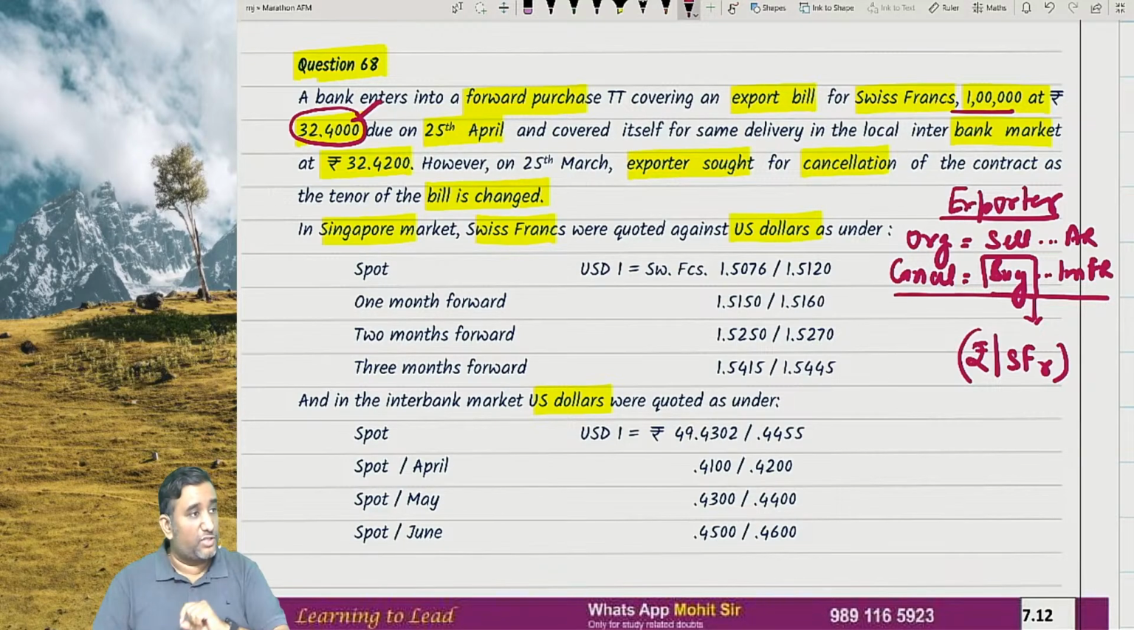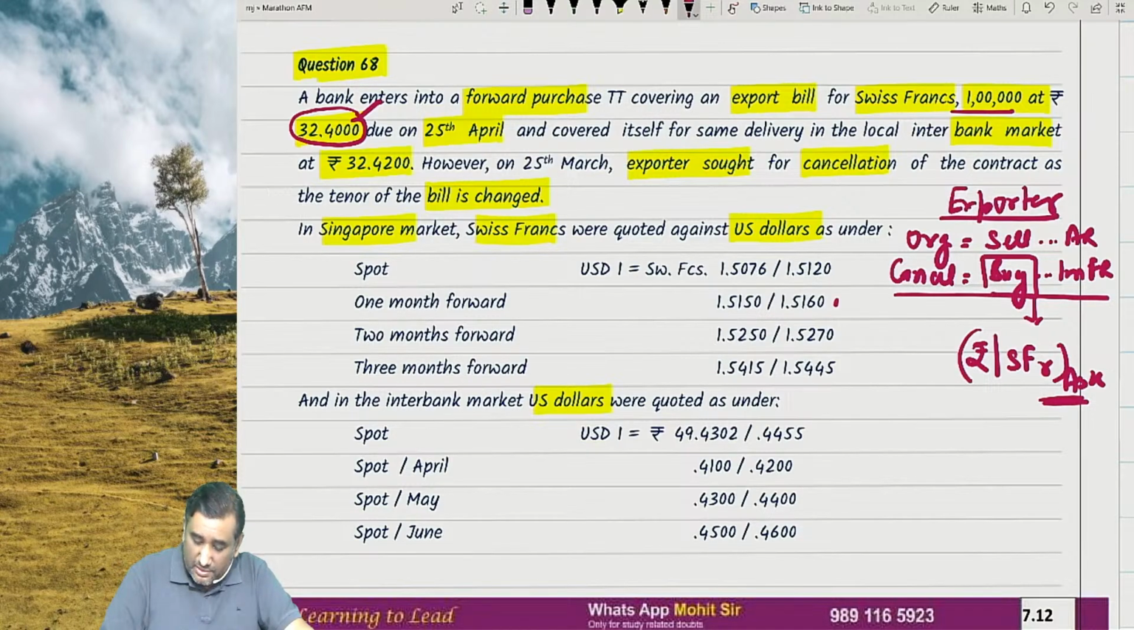When you do the agreement to buy Swiss franc, leave apart the selling and buying. If you buy Swiss franc, the bank will do what? Sell. So what rate do we need to find? Ask rate. Rupee per Swiss franc, ask rate and 1 month forward. Please understand, 1 month forward. It means my relevant rate would be this: 1.5150, 1.5160.